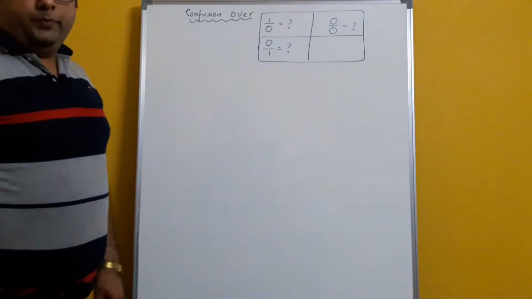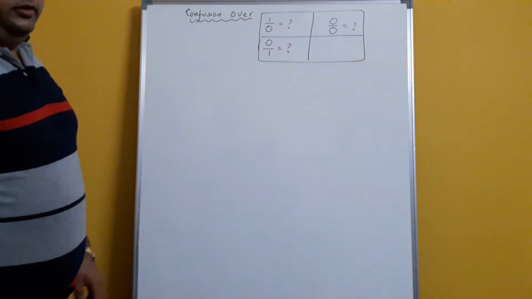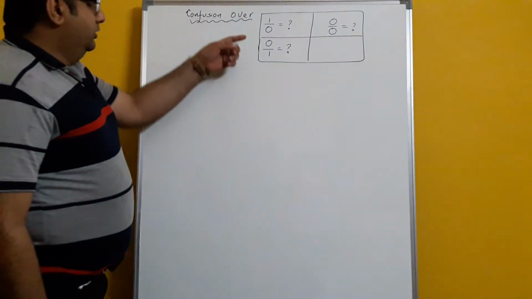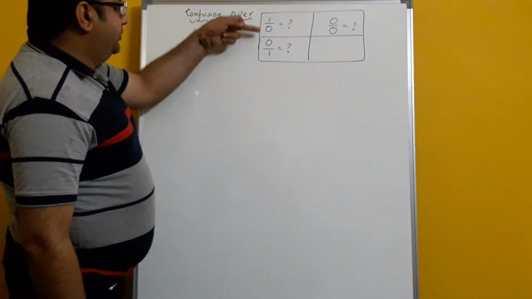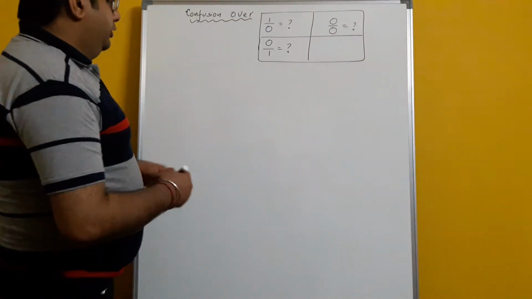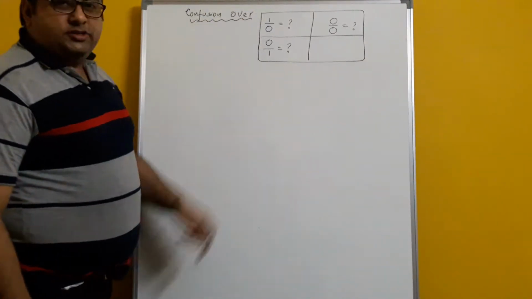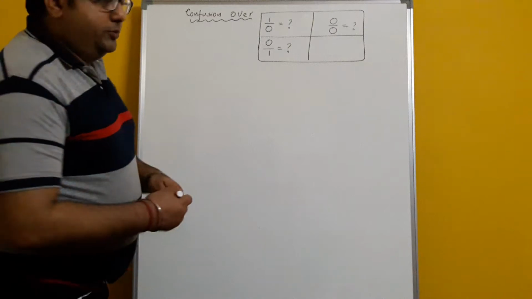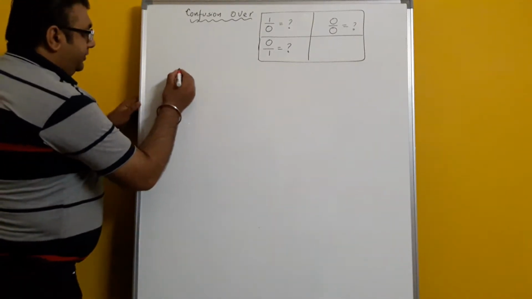Today I will discuss this topic with you. Generally, I have seen that most of the students have doubt about these values: what is 1 by 0, what is 0 by 1, what is 0 by 0. So I will explain what happens if we have to calculate 1 by 0, 0 by 1 and 0 by 0. Let us start with the first example, 1 by 0.